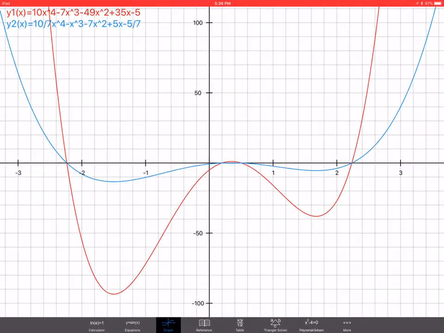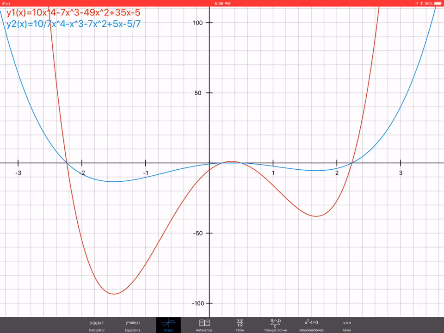So let's take a look at what your graph should look like. The blue graph is the one that has the fractions. The red graph is the one that has all whole numbers. You'll notice that all the zeros, and there are 4 of them, 4 times that it crosses over the x-axis, are exactly the same, even though one is stretched vertically. The red one is stretched vertically.